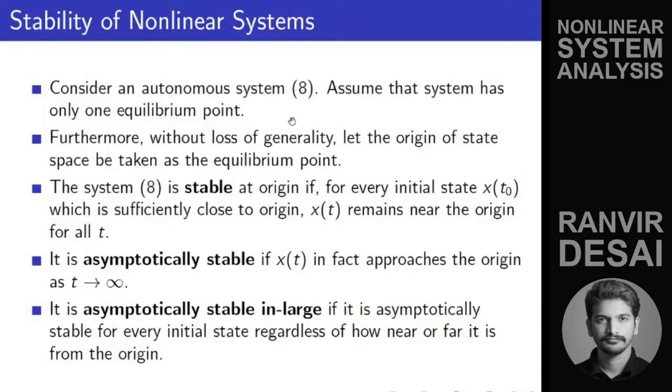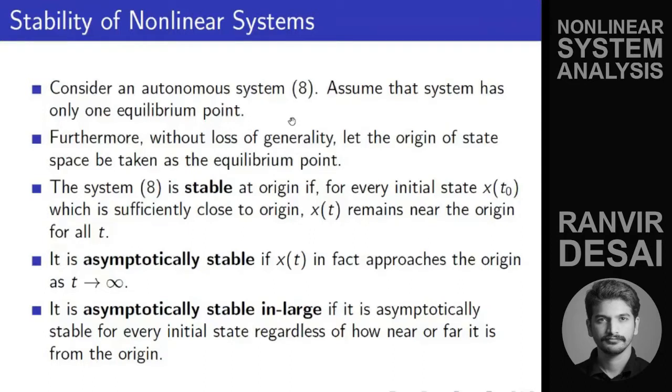Then the next one is, it is asymptotically stable if x of t in fact approaches the origin as t tends to infinity. So what we talked about, stable means that it is remaining in that circle. It is not leaving that circle of radius 3. It is remaining in there somewhere. Let's say that it is maybe spiraling, doing some circular trajectory, elliptical trajectory, or anything.